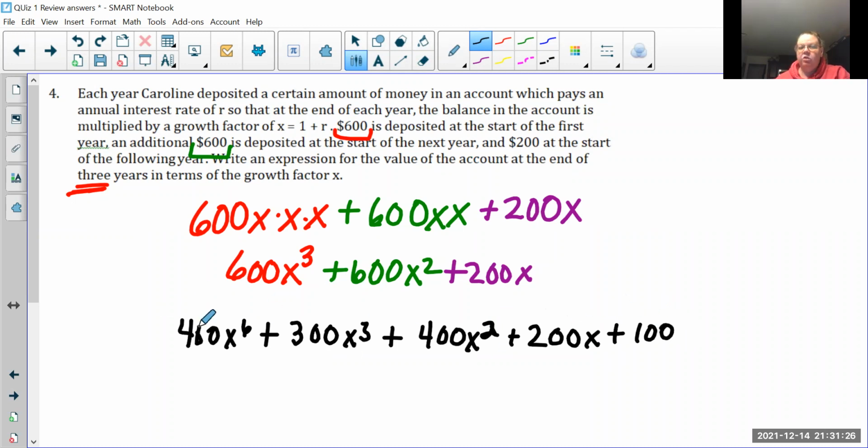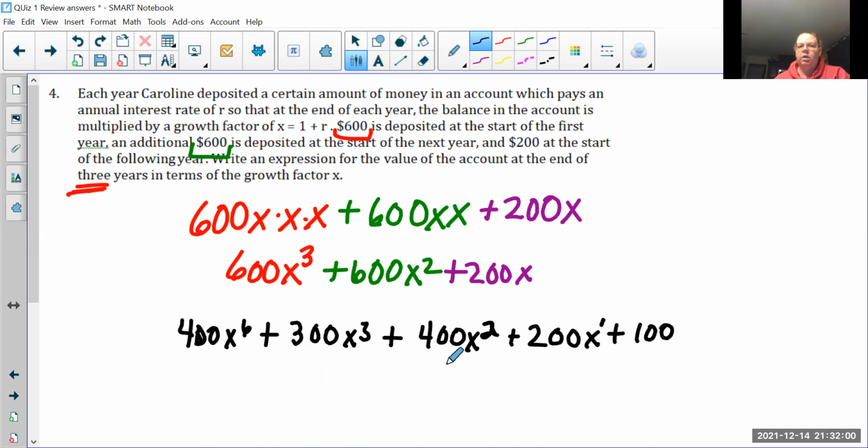So you would say that the $400 they deposited 6 years ago, the $300 they deposited 3 years ago, the $400 they deposited 2 years ago, the $200 they actually deposited 1 year ago, because that's why there's a 1 here. And then the 100 must be something that they just deposited and it hasn't been in the account for a year to get the interest rate on it. And so we see it skipped. This exponent is 6, so it skipped exponent 5 and exponent 4.